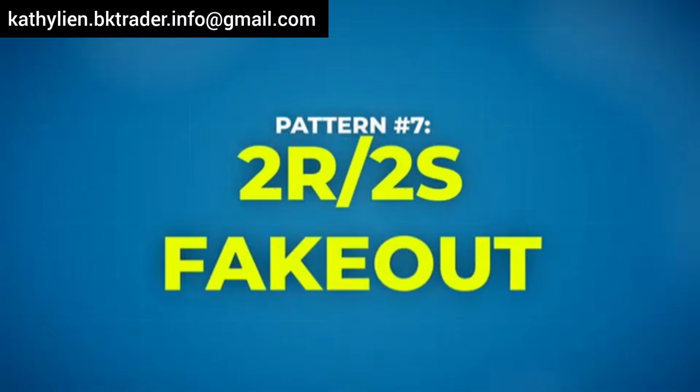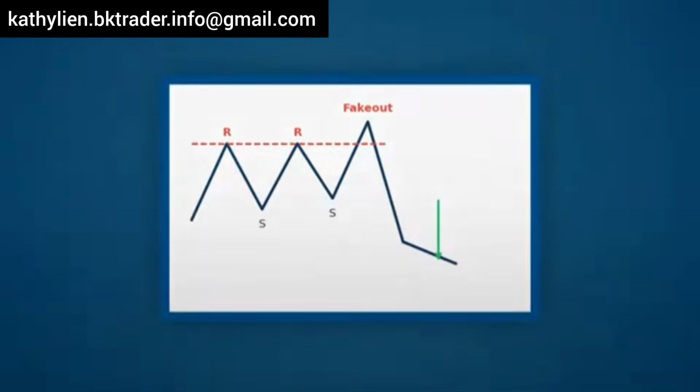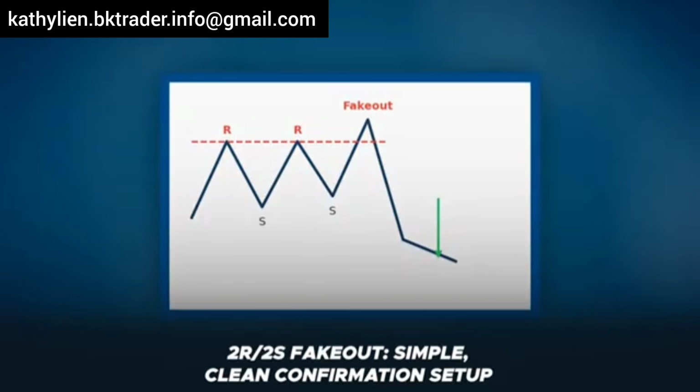Pattern number 7 is the 2R2S fake out. Remember, R is resistance, S is support. Now we move into the fake out family, and this is where you really start to understand how institutions manipulate retail traders. The 2R2S fake out is beautifully simple.